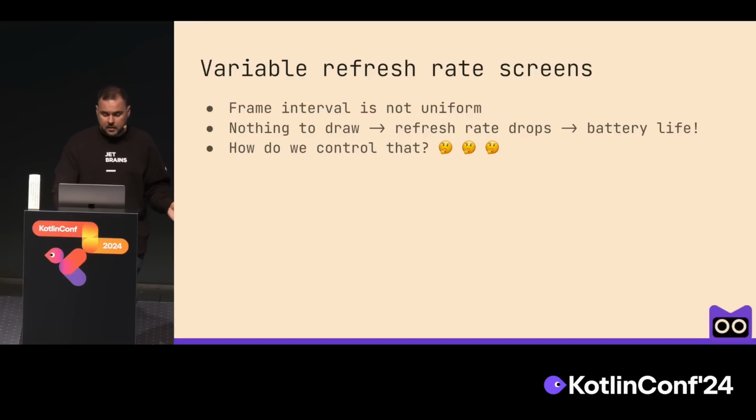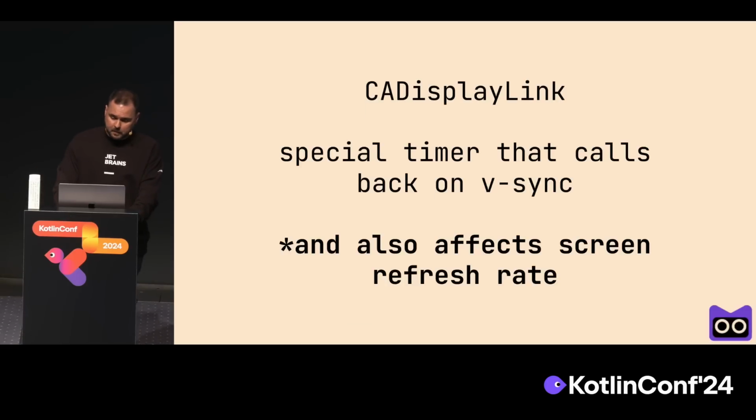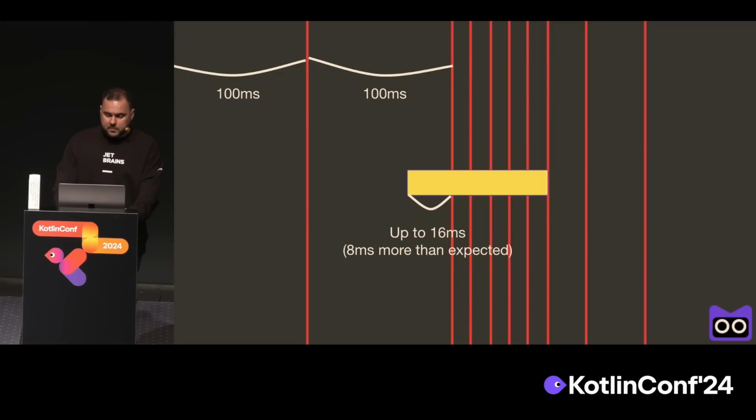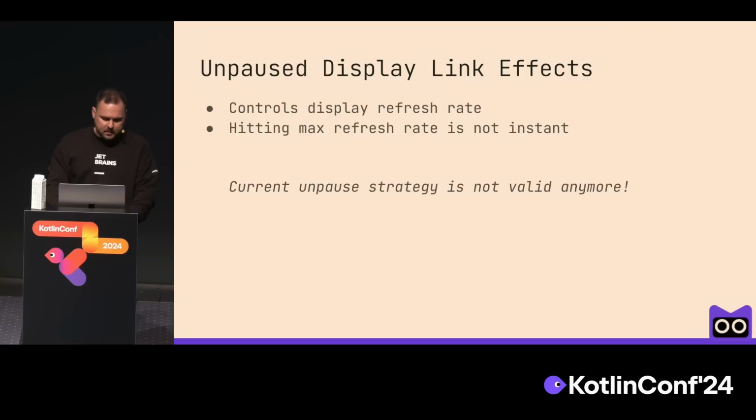It means battery life, but how do we control that? Do you remember our old pal CADisplayLink, which we used passively, kind of just listening to it? Well, it also affects the screen refresh rate. So when display link is paused, refresh rate drops to around 10 Hz, and getting back to max refresh rate has some latency, which is over the minimal frame interval, and it's bad.